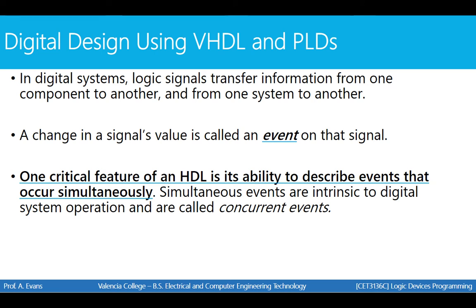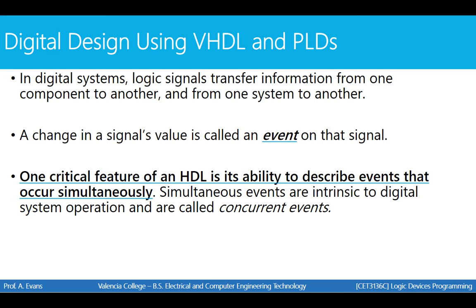So if you've ever written code for any other course, what you know to be true is that your code executes sequentially from top to bottom, one line at a time. In a hardware description language, you can have pieces of code that run at the same exact time. The same way that 2 signals in a circuit from digital 1 or digital 2 can change at the exact same time and have an effect on the output. So simultaneous events are intrinsic to any digital system operation, and we call these concurrent events.